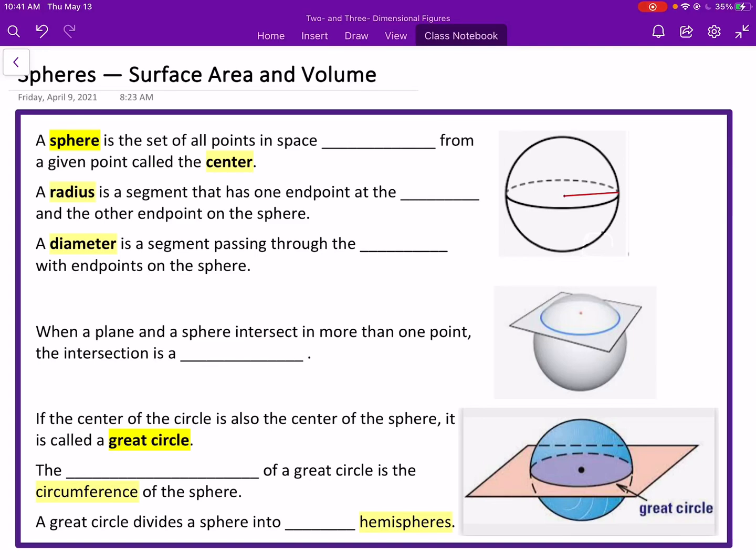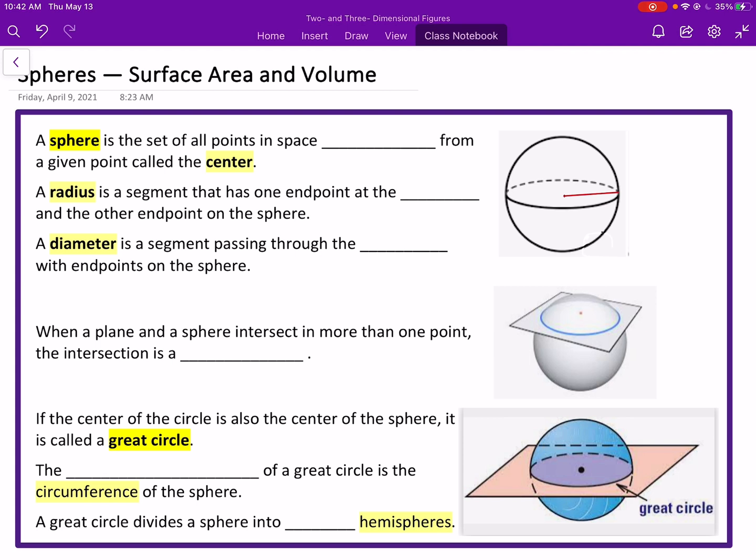Our last unit of the school year is all about spheres, surface area and volume, and this is the final three-dimensional figure of our study of three-dimensional figures. We've done prisms and pyramids, cylinders and cones, and now we're going to take a look at spheres, which are essentially balls: basketballs, baseballs, tennis balls, anything round like this. So, definition, and there are a set of guided notes for those kids who were in class.